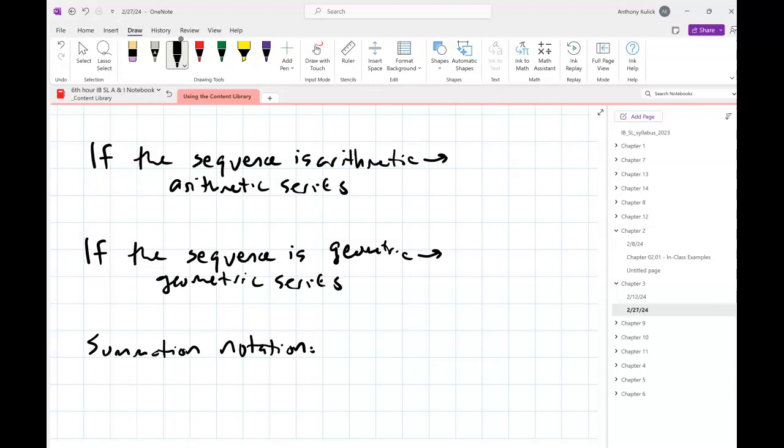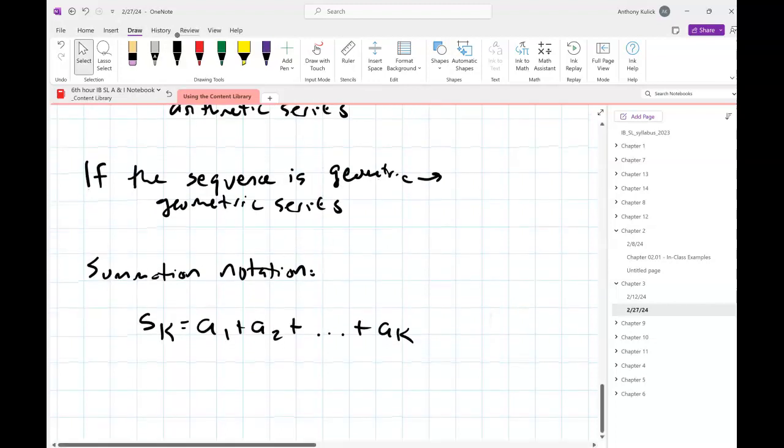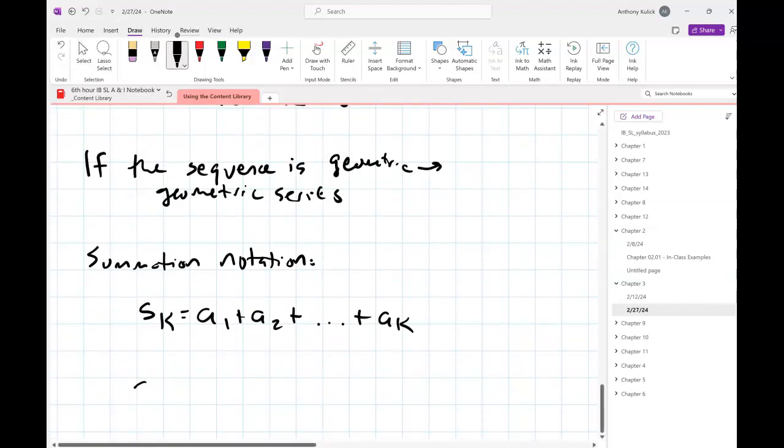Oftentimes when we talk about a series, we want to find a compact way of representing that. So let's say we have some series S, and the partial sum S sub k is the sum of the first k terms of this sequence A. We might also rather write this using summation notation.